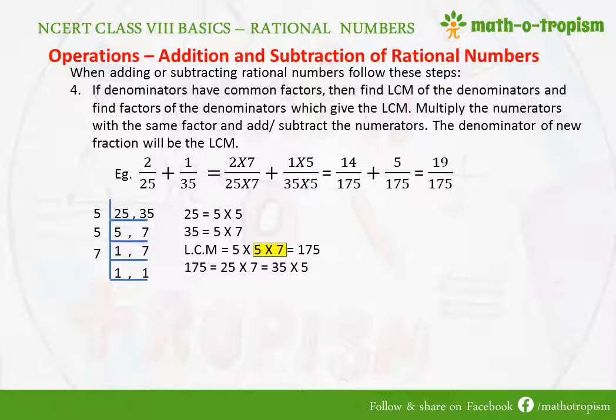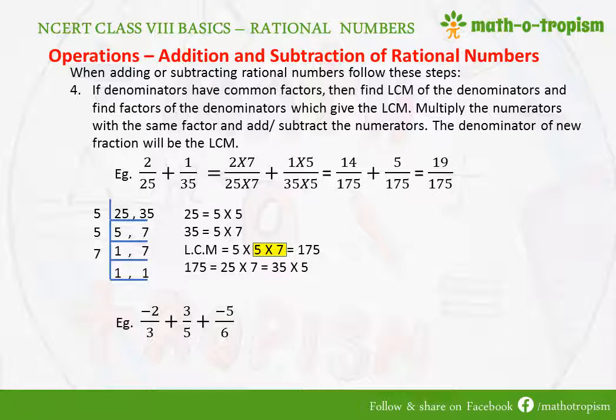So, as a result, 2 into 7 by 25 into 7 plus 1 into 5 by 35 into 5, which is equal to 14 by 175 plus 5 by 175. Since both denominators have become the same, we just need to add the numerators. So it will come as 14 plus 5, which is equal to 19 by 175.